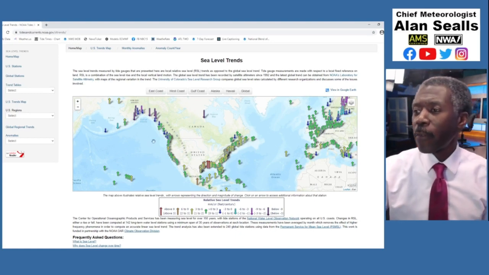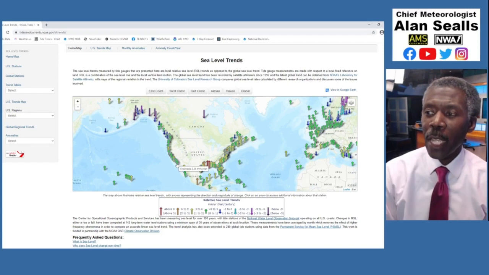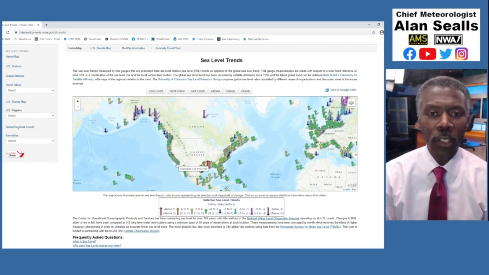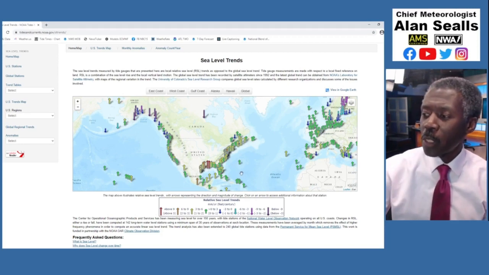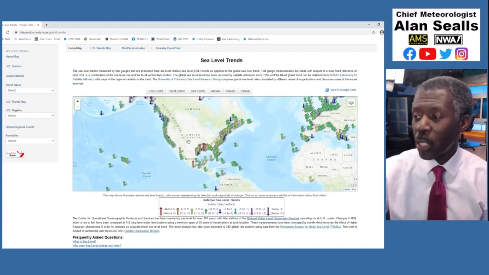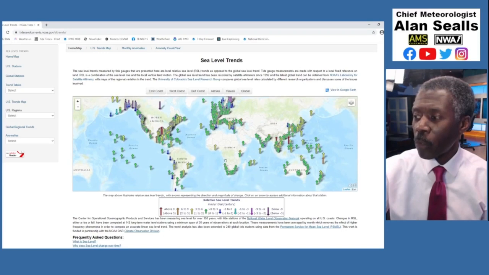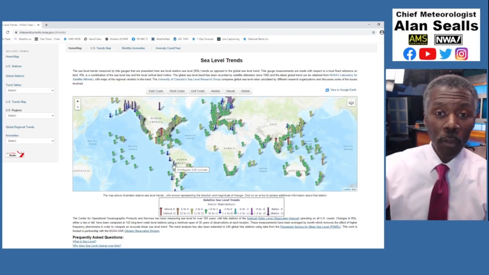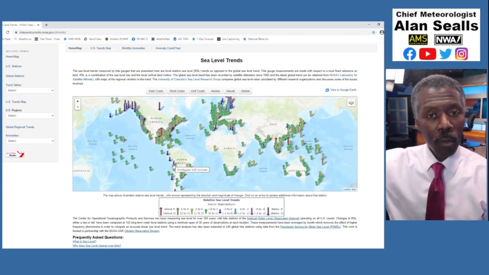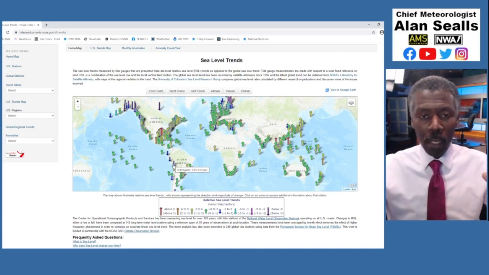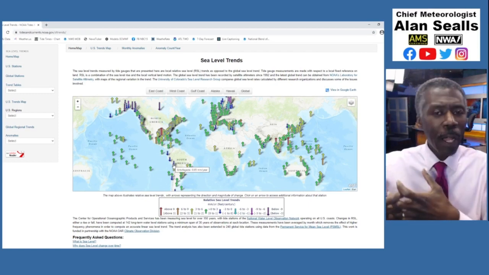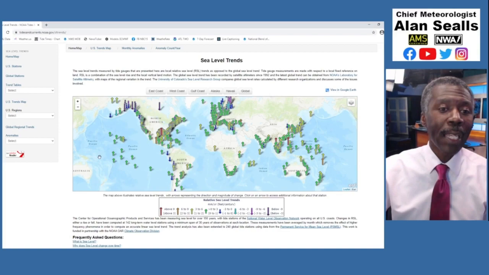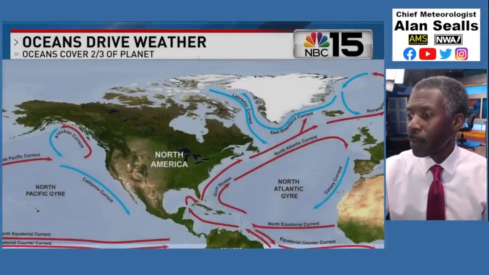But this is a graph from NOAA. Go to tides and currents, just search for tides and currents, and it gives you real-time historical information of tide gauges for North America, Europe, parts of Africa, and you'll see that in some parts of the world, sea level is falling. And it's based on local bathymetry, topography, and water density.